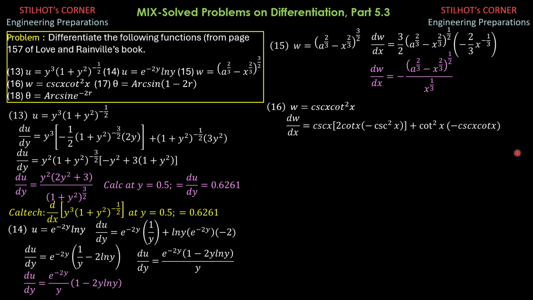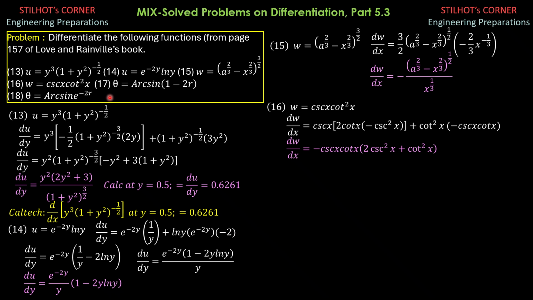So factor out negative cosecant x, cotangent x. Then we'll have 2 cosecant square x, then plus cotangent square x. So that's the answer after we factor out negative cosecant x, cotangent x. So that is by algebra.